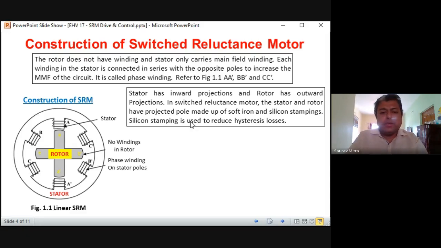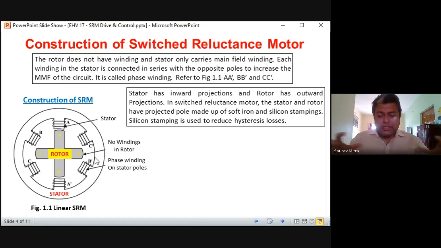In a switched reluctance motor, the stator and rotor have projected poles made of soft iron silicon stampings. All this you are seeing is the front view. Such many laminations are laminated, such many discs. So this is one disc you have seen. Such many discs are laminated, so it is called laminated. We don't make a uniform core, because a uniform core can have eddy current loss. So that's why one disc like this is made, and such many discs are stamped together.